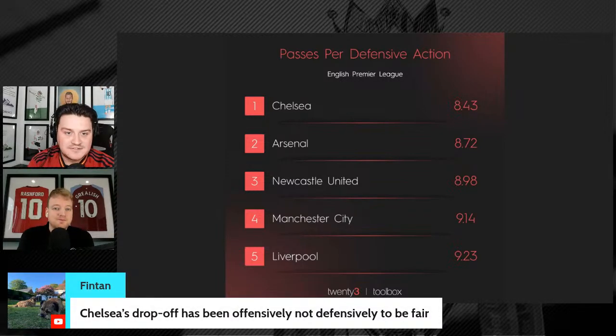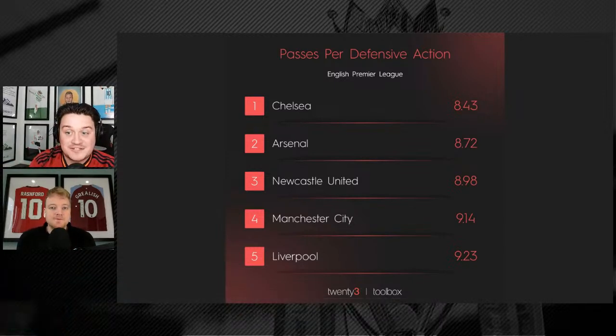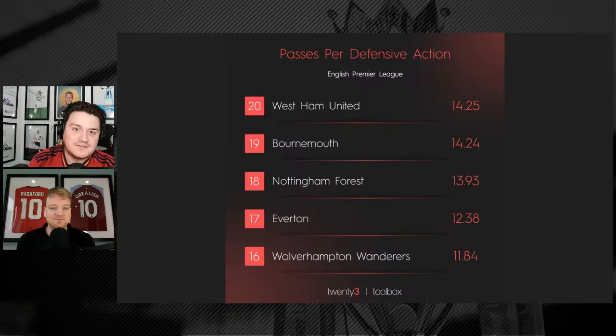Yeah, I like this from Finton, who said Chelsea's drop-off has been offensively, not defensively, to be fair, which is probably about spot on. Let's come to the other end of this table. And look, again, it's important to say these aren't the things that determine where you end up in a Premier League table, but it definitely helps.